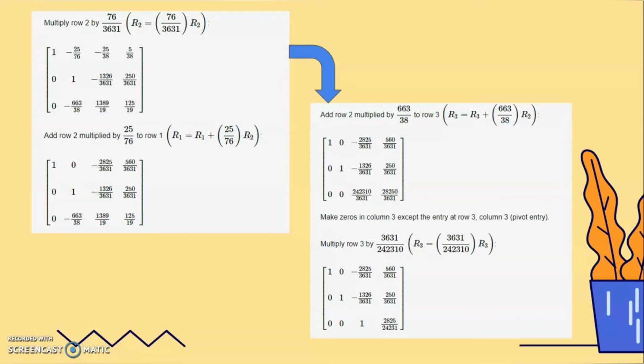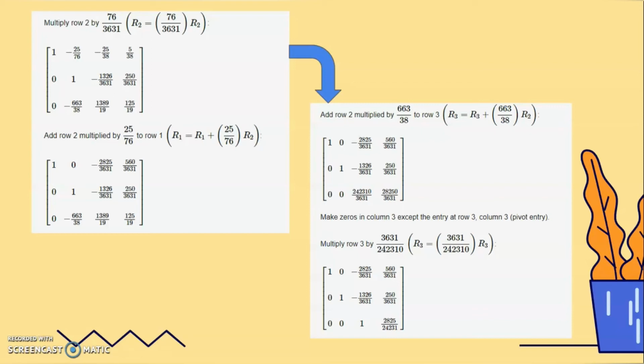As for the fourth step, here we multiply row 2 by 76 over 3631. So we get the number 1 at row 2, column 2, and at row 2, column 3, we get negative 1326 over 3631. And the last one, R2, column 4, we get 250 over 3631.